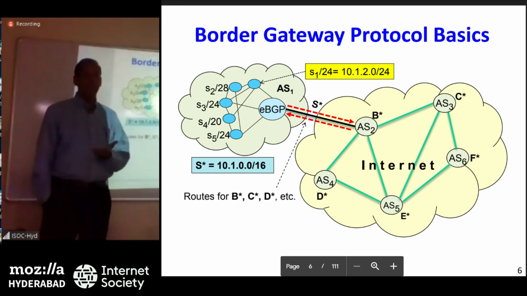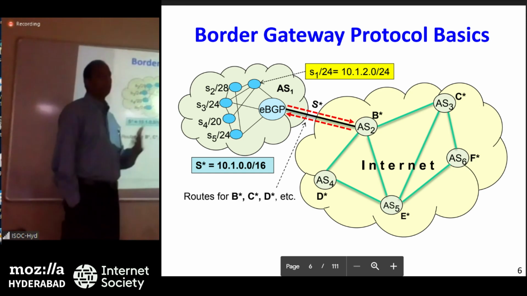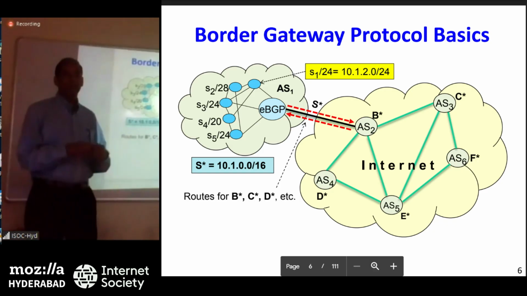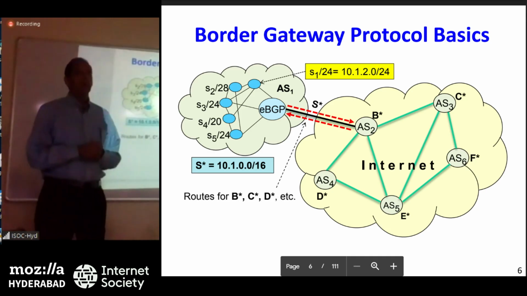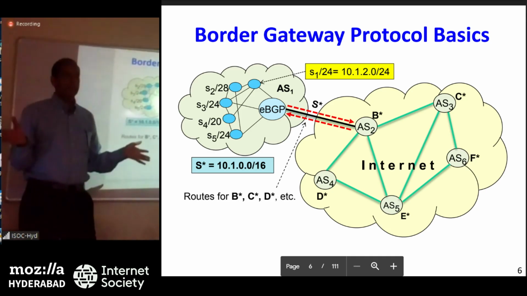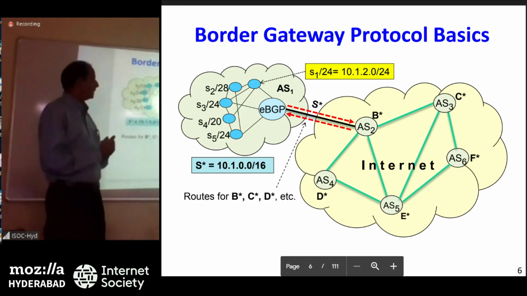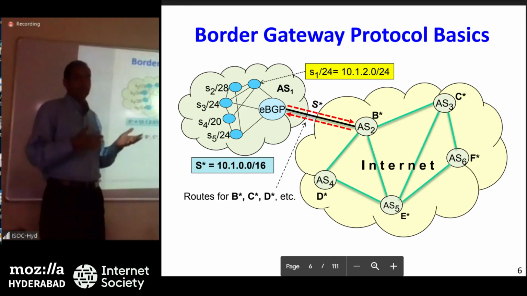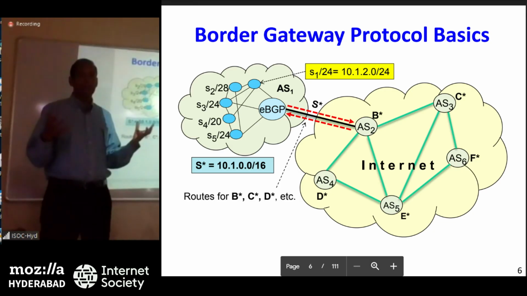BGP is a distributed system, and as these messages propagate, all the autonomous systems throughout the internet learn about the reachability of all the address space that is allocated and announced in the internet. So that is the basic glue. You can think of BGP as the basic glue that keeps the internet connected.